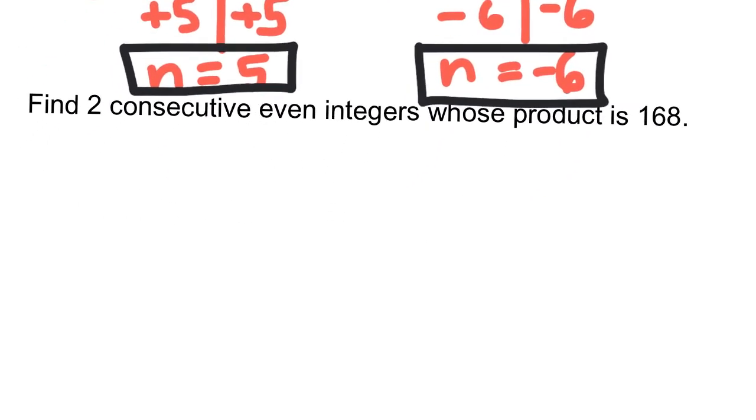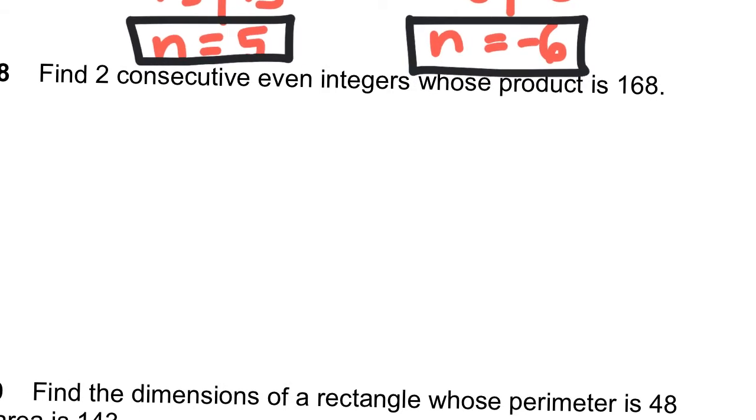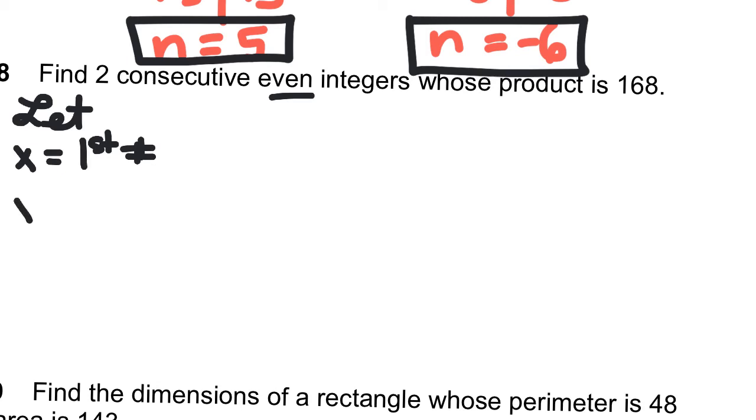In example 8, it's a review question. Find 2 consecutive even integers whose product is 168. Well, remember that we're going to start with our let statement. Let x equal the first number. If it's an even integer, to get to my next integer, I will add 2. So x plus 2 will equal our second number.